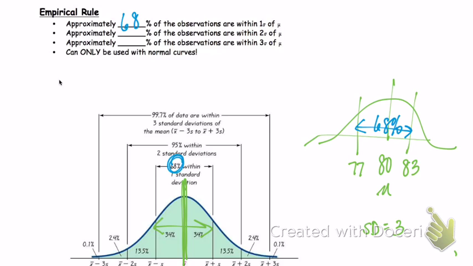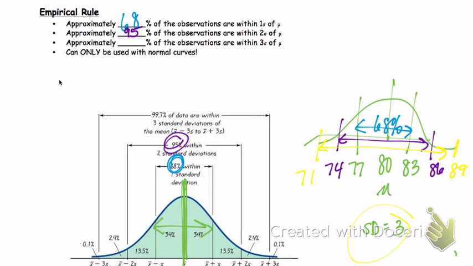If I go out 2 standard deviations, so 74, 86, 95% score within 2 standard deviations. And then the last number is 3 standard deviations, so 71, 89. I'm getting these numbers by adding 3, adding 3, adding 3, subtracting 3, subtracting 3, subtracting 3, because that's what my standard deviation is. So if I go out 3 standard deviations on each side, 99.7% of you scored within a 71 and an 89.